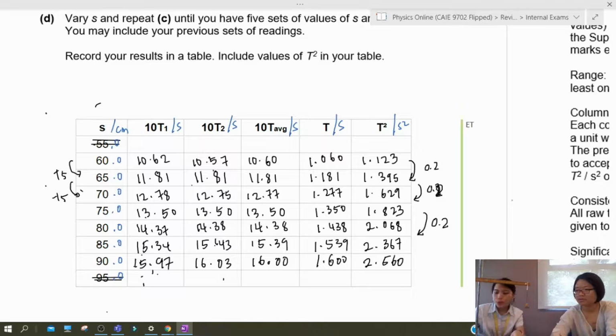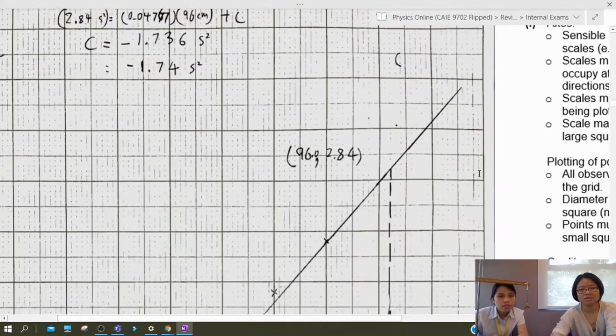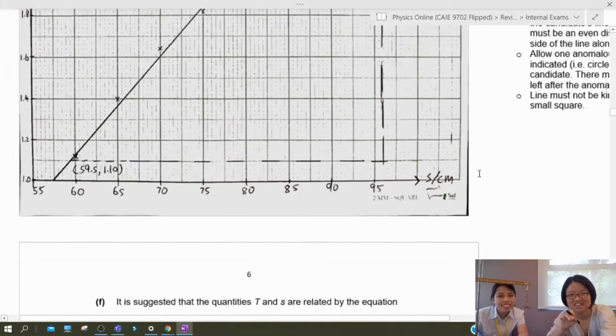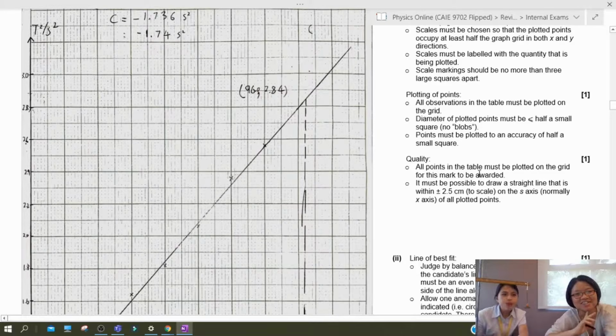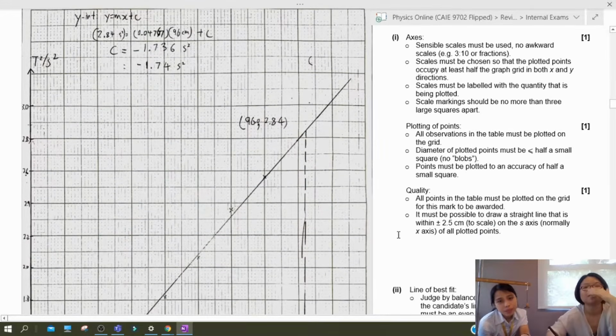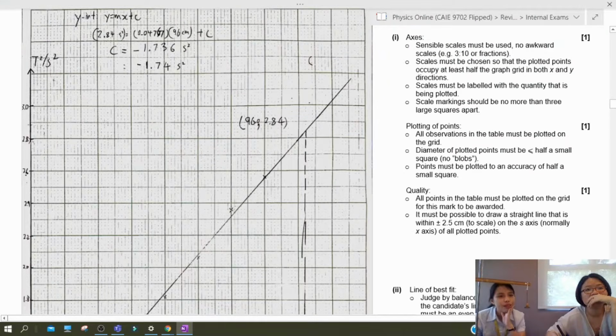Okay, so what's next? Usually plot graph. We plot graph. So dun. Wow, plot already. Magic. Okay. So the best way to do is, why don't we just mark this graph? We don't have the mark scheme during exam, but if you are familiar enough, you can tell what to look out for to check your own work, right?